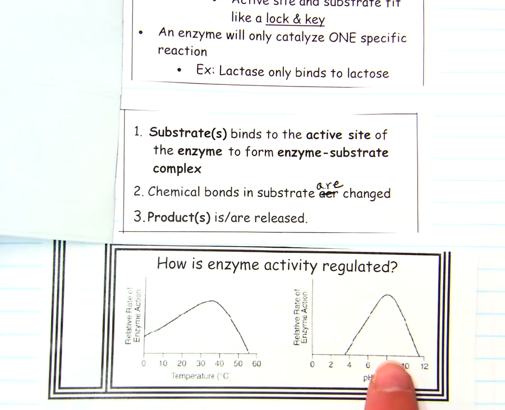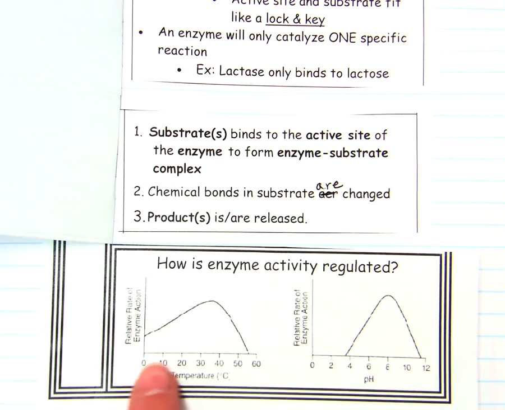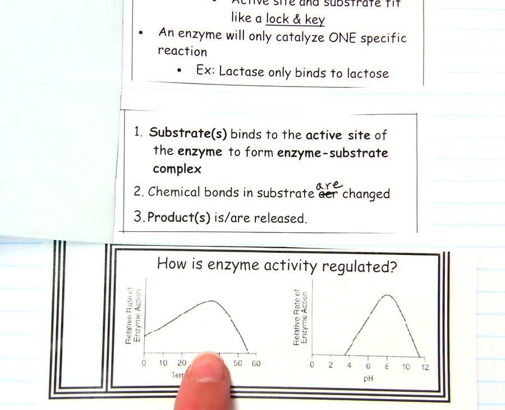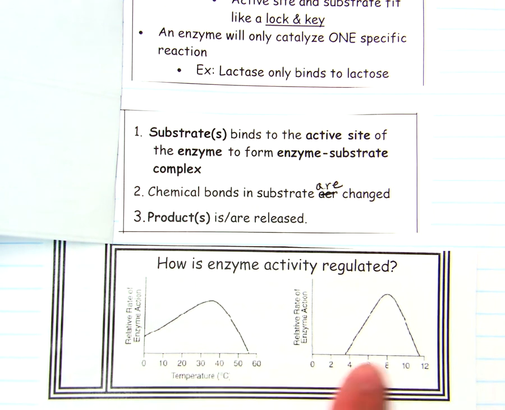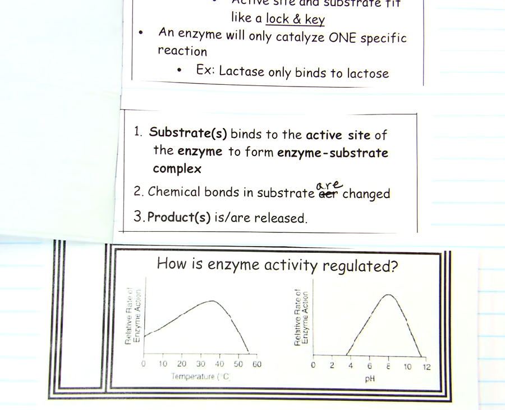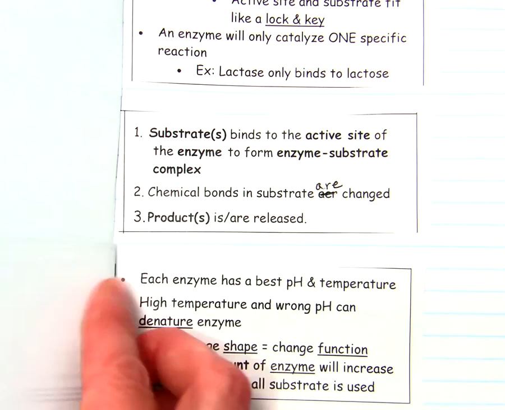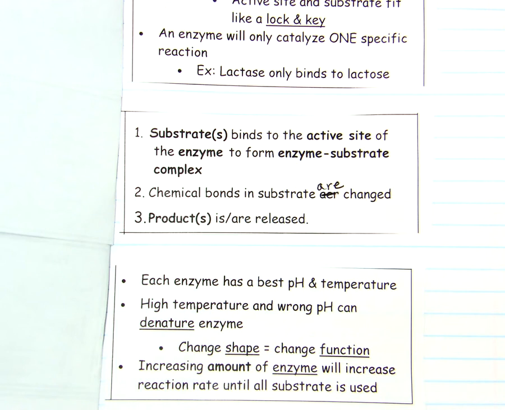This enzyme works best at a pH of 8. That's when it's going the fastest on our graph. This, and a temperature of somewhere about 35, in between 30 and 40. Every enzyme is going to have its own best temperature and pH. That varies. Each enzyme has its best pH and its best temperature.